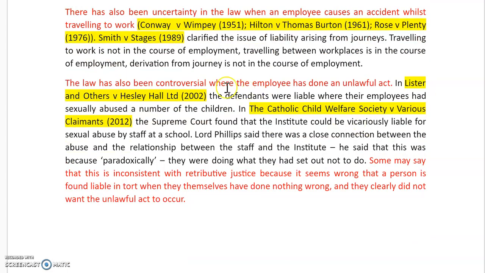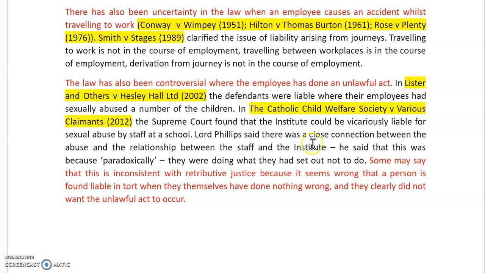Another issue is that the law's controversial where the employee has done an unlawful act, so they've done something criminal while at work, and the issue is whether that is classed as being in the course of their employment. So in Lister and Hesley Hall, the defendants were liable where the employees had sexually abused a number of children. And then we could look at Catholic Child Welfare Society, where the Supreme Court found that the institute could be vicariously liable for sexual abuse by staff at a school.